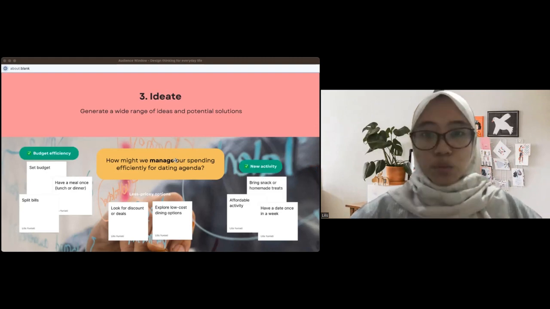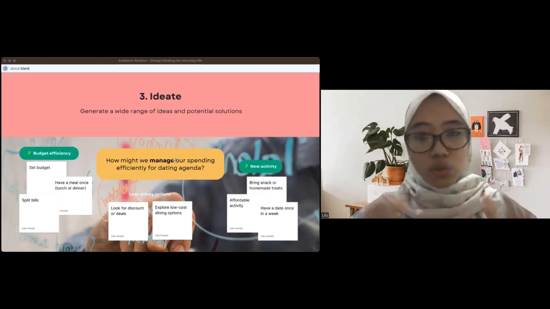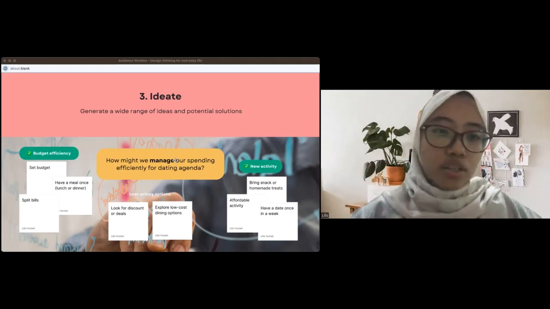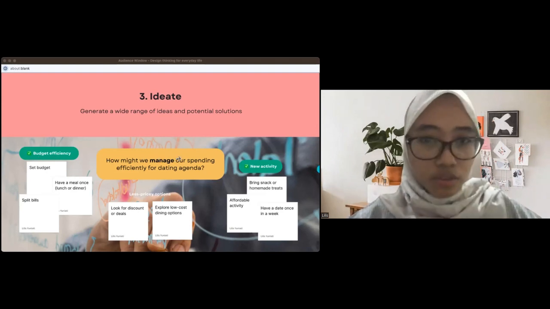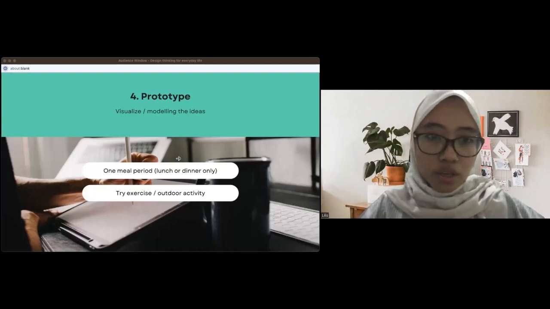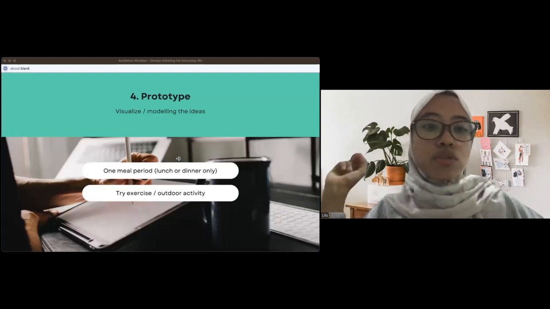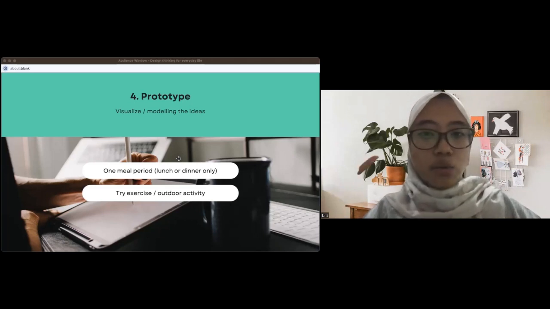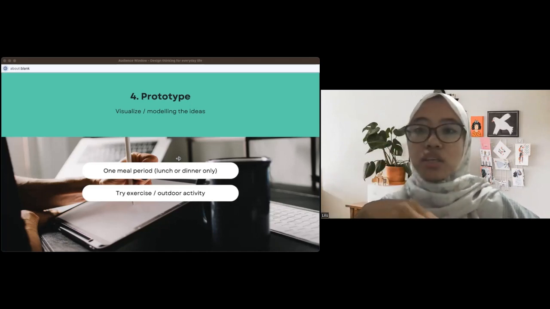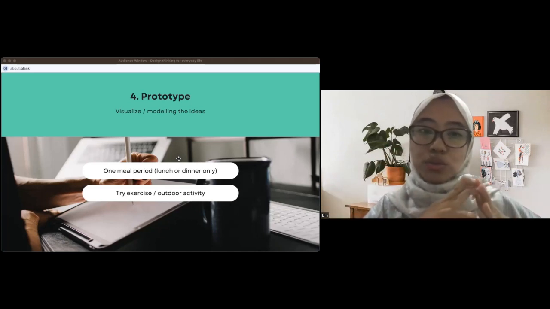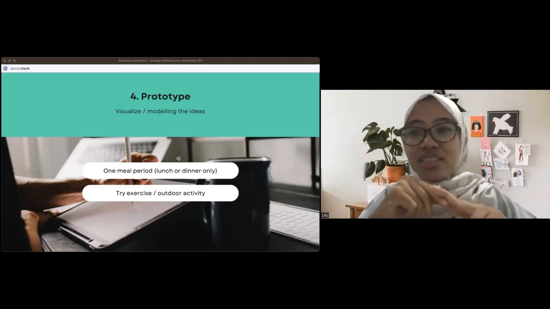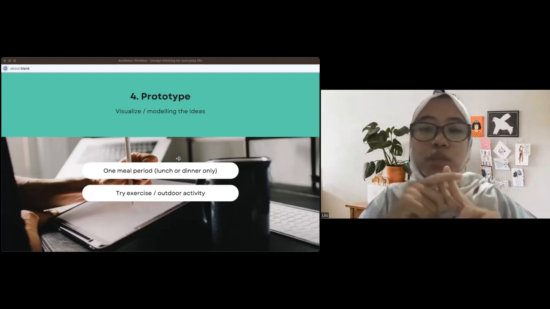And after that, we narrow down these 3 groups into 2 options that might work for us, which is budget efficiency and new activity. And we move on to the prototype step. Prototype is actually visualizing or modeling the idea we have before. And for the prototype, we mix up the 2 groups of ideas before into these 2 dating rules. The first one is the meeting duration should only last for 1 meal period.